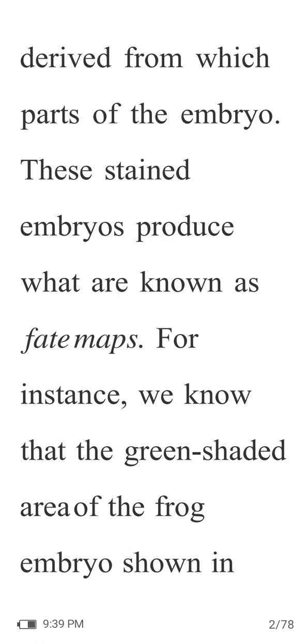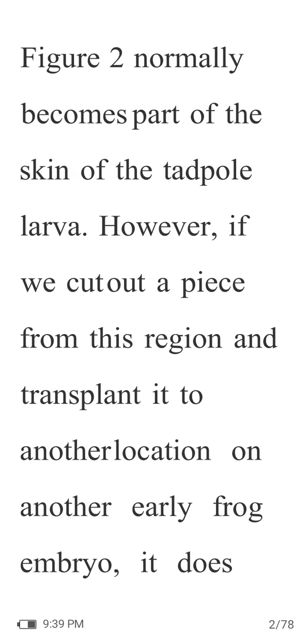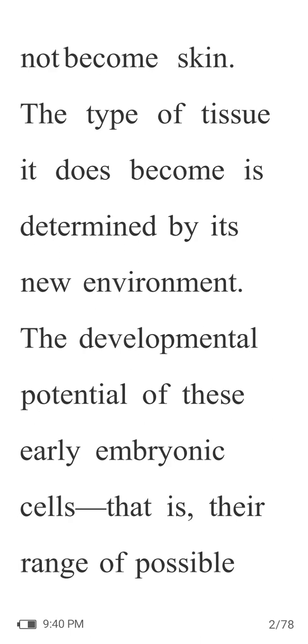For instance, we know that the green shaded area of the frog embryo normally becomes part of the skin of the tadpole larva. However, if we cut out a piece from this region and transplant it into another location on another early frog embryo, it does not become skin. The type of tissue it does become is determined by its new environment.